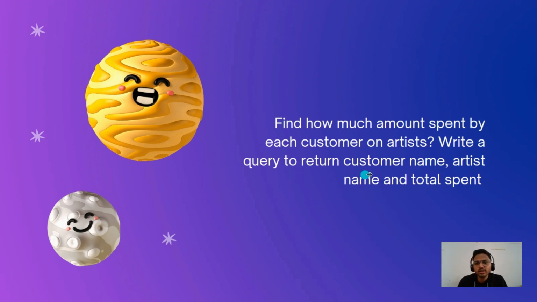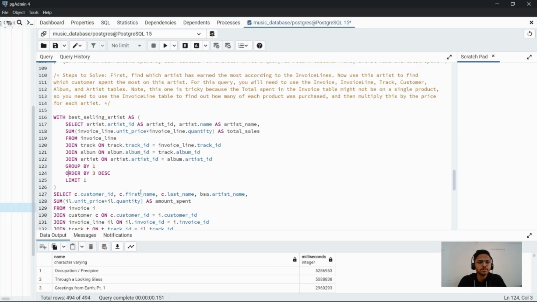Write a query to return the customer name, artist name, and total spent. So we will take the customer who has spent the most on an artist. We will order it by the sum of the spent, that is, we will order it by the total sales, in descending order, and we will get the top one.